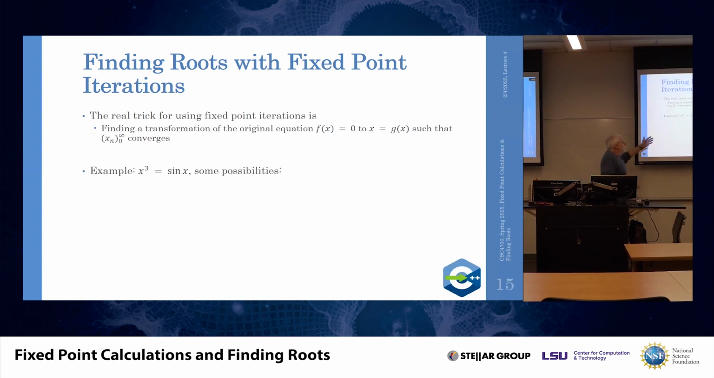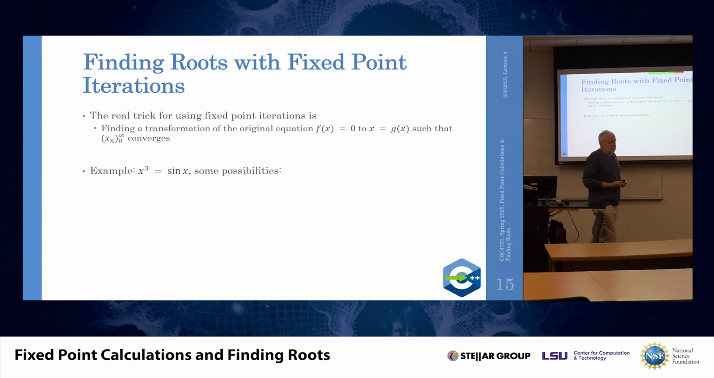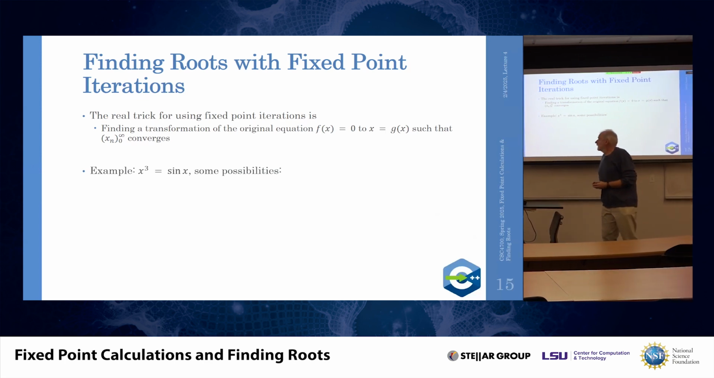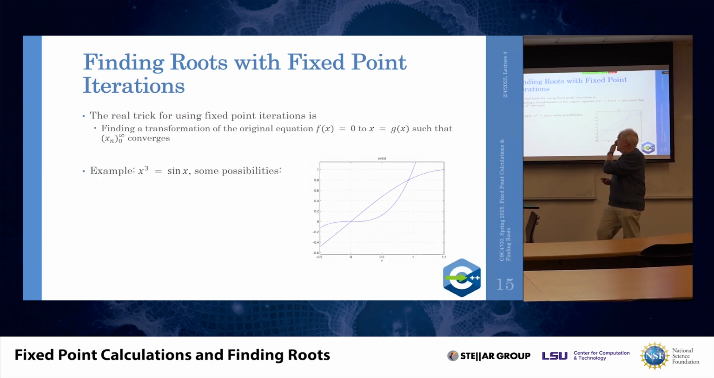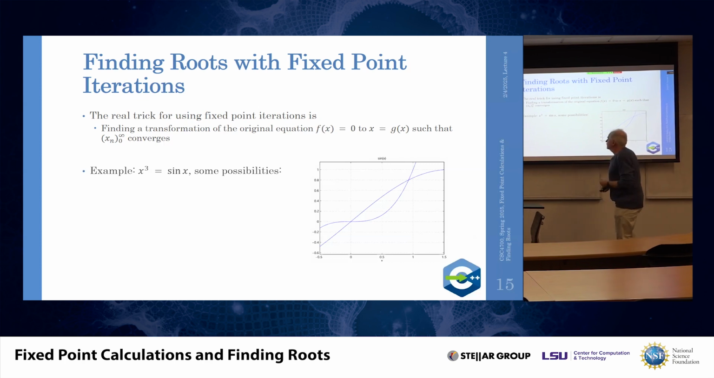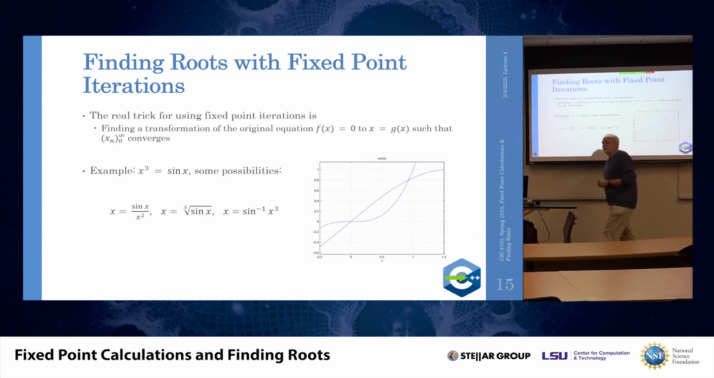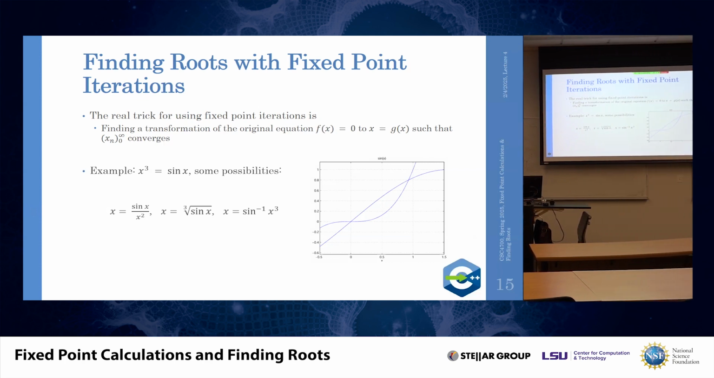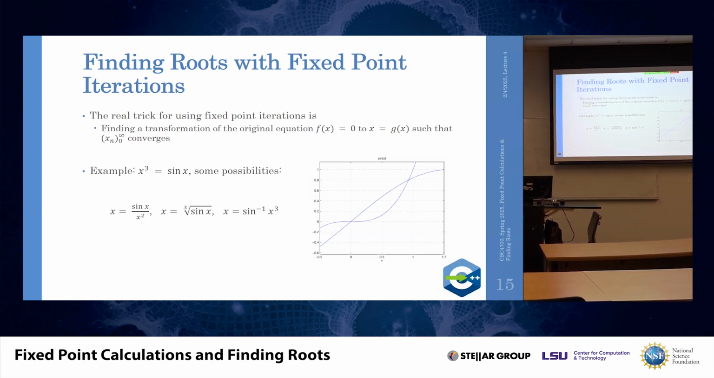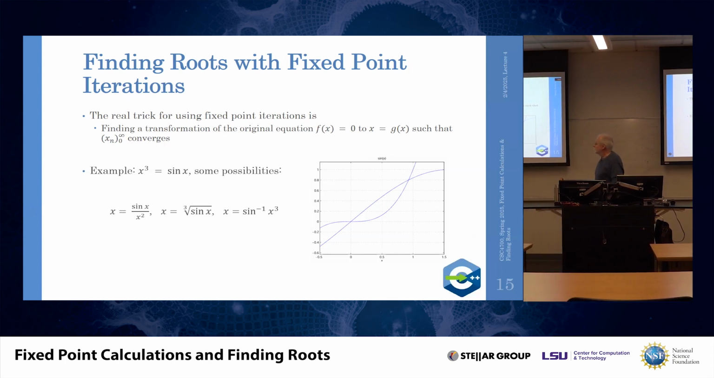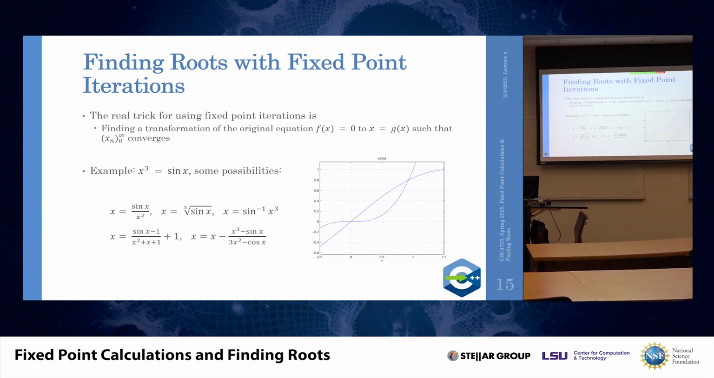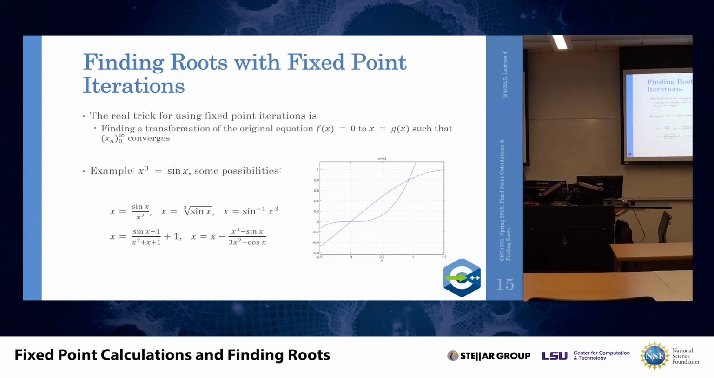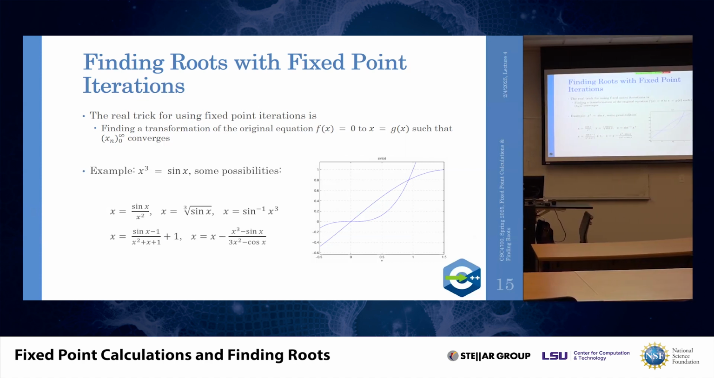So let's look at an example which says x to the power of 3 equals sine x. I just gave you both functions, that's x to the power of 3 and sine of x. You can have different transformations into that x equals something representation. It could be sine x over x squared, it could be the cubic root of sine x, and so on and so on. And there are many ways you can do that. And as we will see, only some of those actually have a fixed point, and some don't have a fixed point. They don't converge.